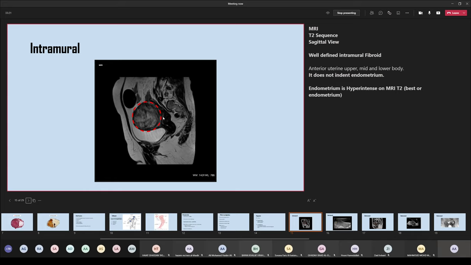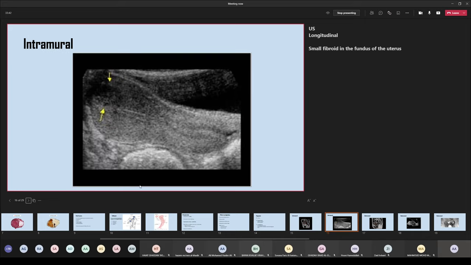If we look to the right of the fibroid, we can see a strip of whitish color. It's hyperintense on T2, so the endometrium is not indented by the fibroid, so it's an intramural fibroid. Again, this is ultrasound longitudinal. We can see the yellow arrows pointing at the fundus of the uterus. This is a small intramural fibroid in the fundus of the uterus.